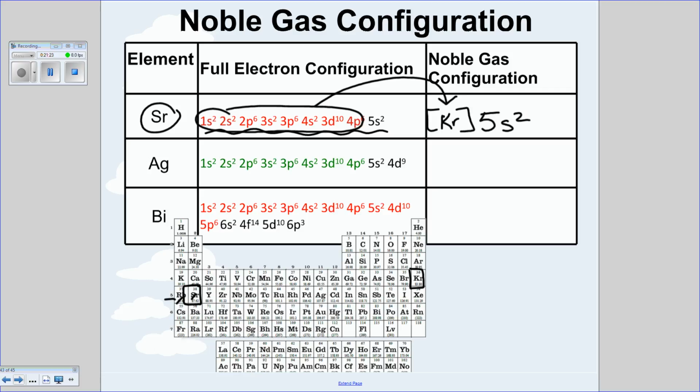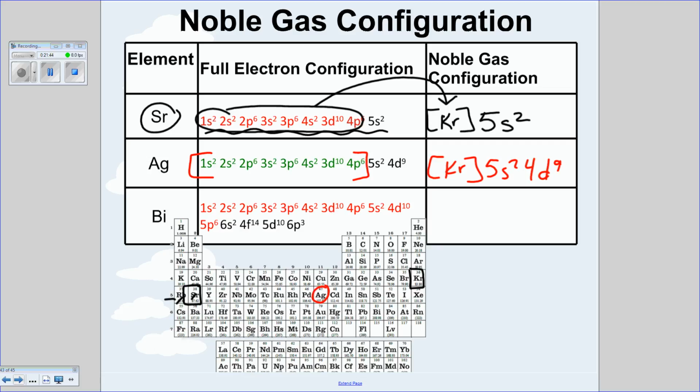All right, so let's look at silver. So silver, if you're going to take all of this and make this the noble gas configuration, it ends at 4p6, which is also krypton, luckily. And then you've got 5s2, 4d9, which would take you right to silver right here.